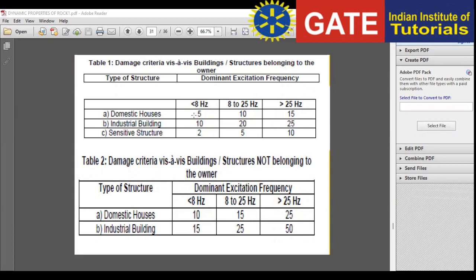So what is the reason behind this? The frequency is increasing, and the peak particle velocity you can produce also increases. If anyone has not studied this, they would think that if the frequency increases, the peak particle velocity should decrease. But here, if the frequency increases, the maximum permissible peak particle velocity also increases. So what is the reason?